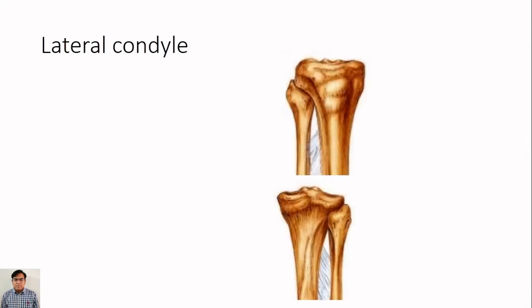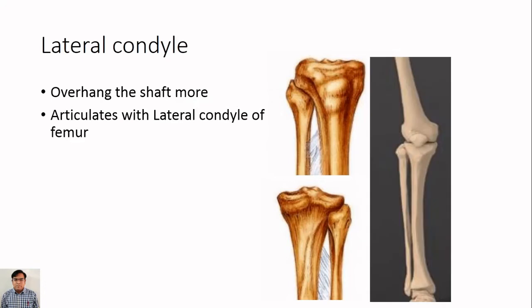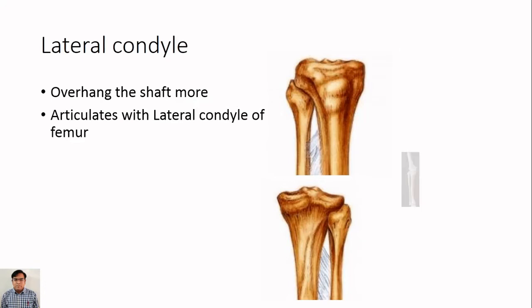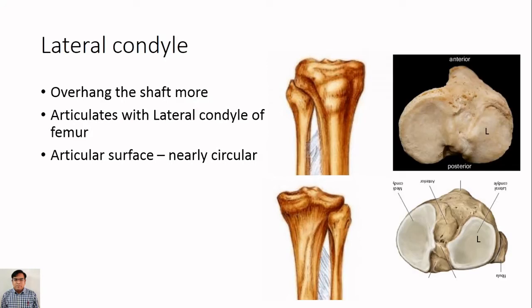Now the lateral condyle. Lateral condyle overhangs the shaft more than the medial condyle, and it articulates with lateral condyle of femur as shown in this figure, and the articular surface of lateral condyle is nearly circular. So this is lateral condyle and it is near circular. So medial one is oval and lateral one is circular.